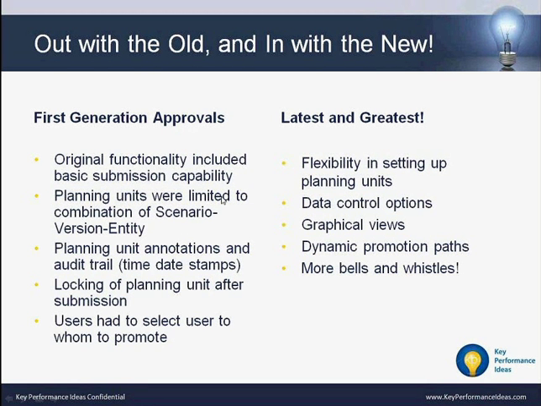First of all, the first generation of approvals, the original functionality included basic submission capability, and the planning units were limited to just a combination of one scenario, one version, and an entity. Planning unit annotations and audit trail, which included time date stamps, were available, and the locking of the planning unit after submission. Users had to select a user to whom to promote.